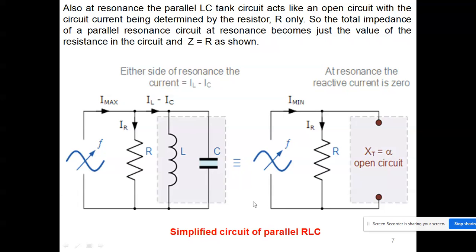So at the resonance condition, we put our XL and XC both equal. It means this portion becomes zero, because XL minus XC equals 0. So it behaves like an open circuit here. So you see here our voltage will behave in this way. This is just like a pure resistive circuit again. So it is the simplification of our parallel RLC circuit.